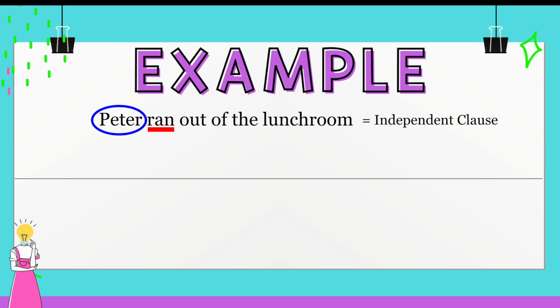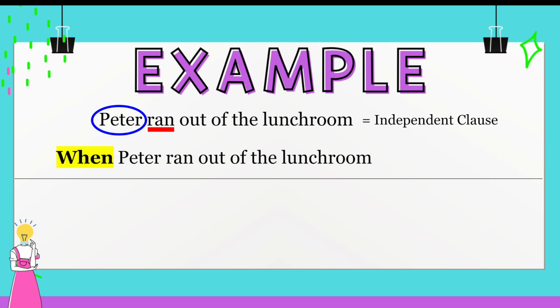Now, when we add a subordinating conjunction, so I'm going to add when to the beginning of this. So when Peter ran out of the lunchroom, we now have something called a dependent clause because we want more information. When Peter ran out of the lunchroom, don't you want to know what happened to Peter when he ran out of the lunchroom? I sure do. So we need more information, so it's dependent on more. Therefore, this is a dependent clause.